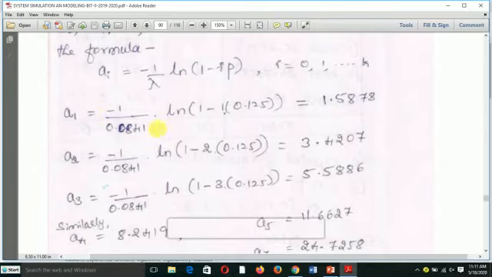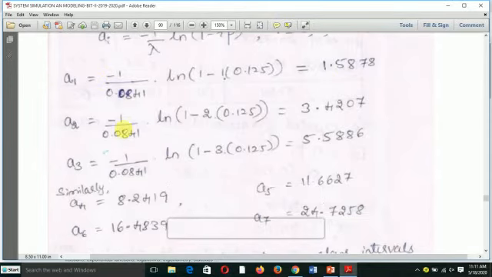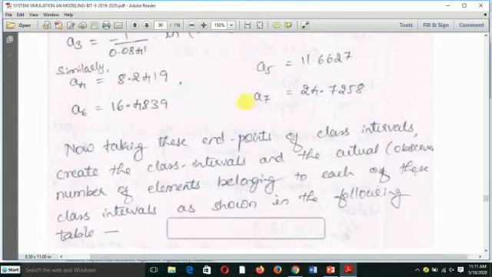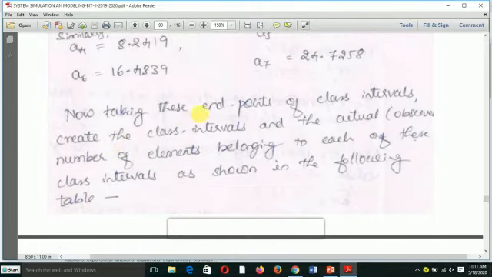Okay, you calculate all of this like this. So a1 will be this one, a2 will be calculated here, where the change will be 2, then 3. You continue till a7 because we are having 7 intervals. The last one will be 24. These are the end points. We take these end points of the class intervals.